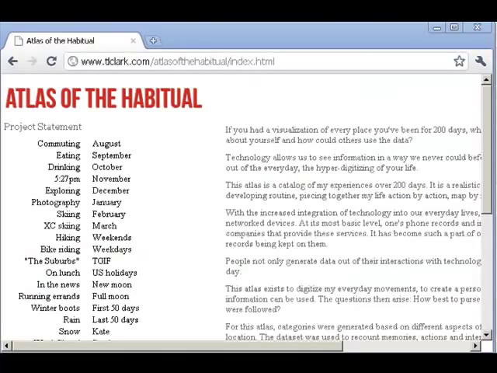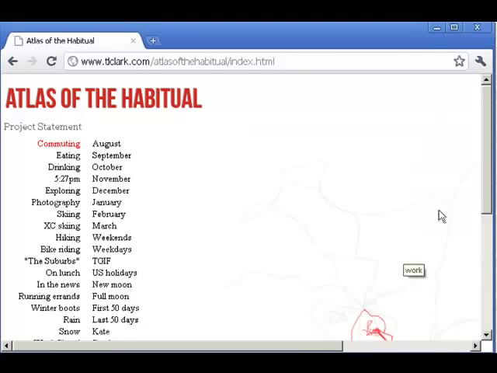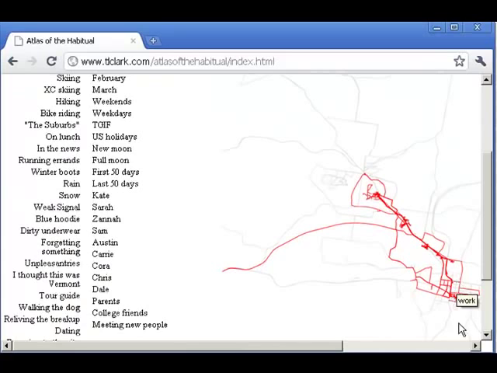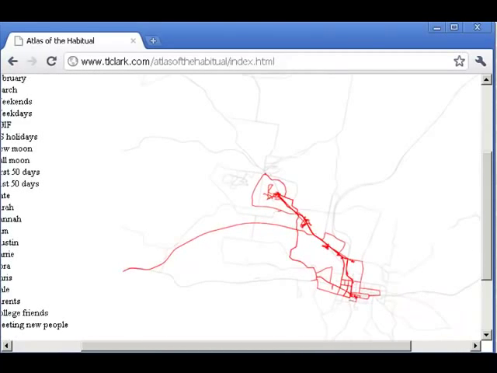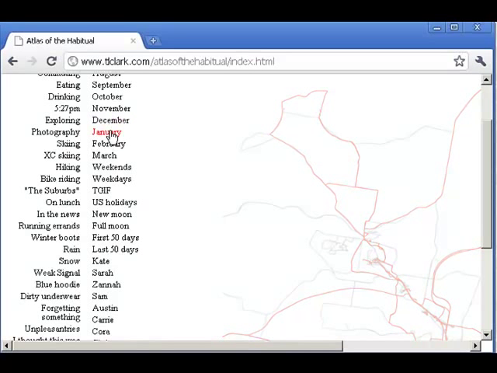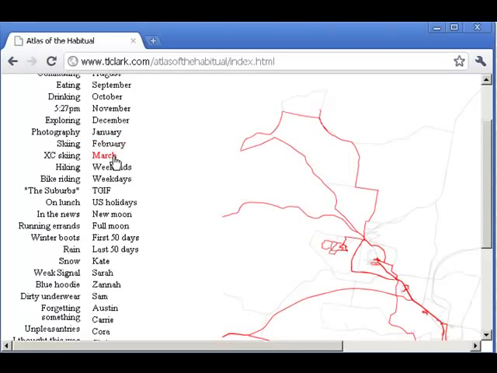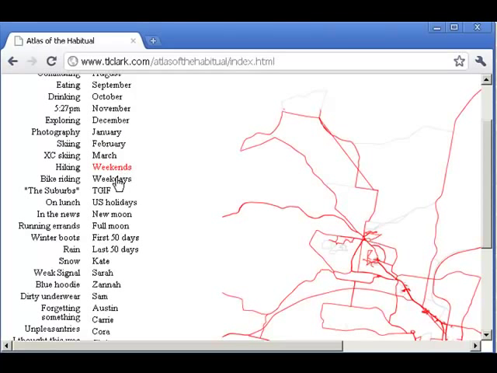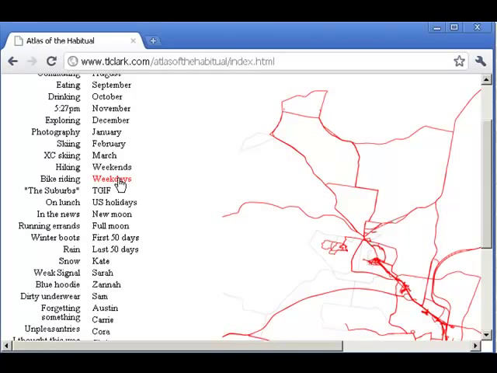The idea behind this Atlas of the Habitual is to document every place you've been for, in this case, 200 days. Here's the commuting pattern of this particular individual. And by time, here's his track in December, January, February, March, weekends. He definitely got out more, didn't he? Weekdays. Exploring.